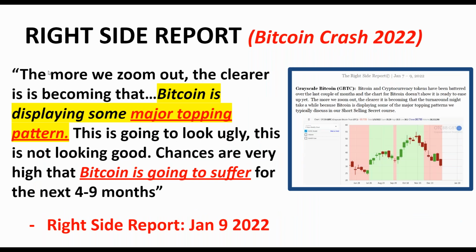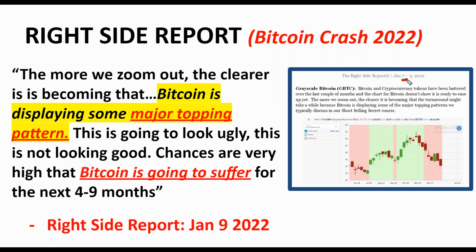Here's the Bitcoin crash that I was talking about. And again, this is the report you see right here in January of 2022. The first weekend in January 2022, I said, the more we zoom out, the clearer it is becoming that Bitcoin is displaying a major topping pattern. This is going to look ugly. Now, how is it that I could see what was about to happen to cryptocurrency in January 2022?